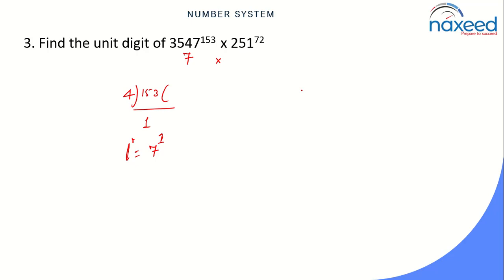So 251 is given here, and the unit digit is 1. It's clearly visible here. To the power any number, the unit digit will always be 1. So 7 into 1 gives us 7 only. So what will be the unit digit of this product, 3547 to the power 153 into 251 to the power 72? It is 7 only. That will be the answer of this question. The unit digit of this product will be 7.